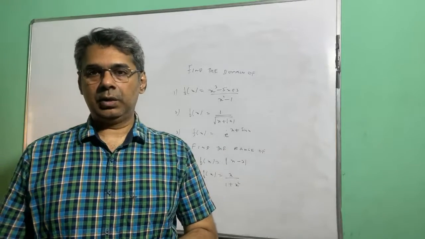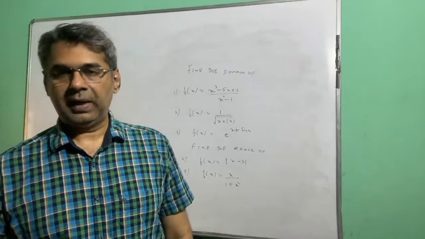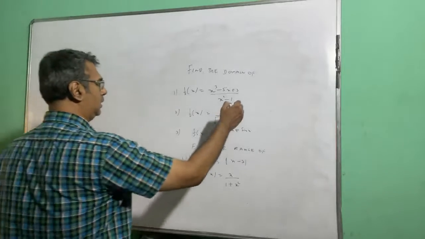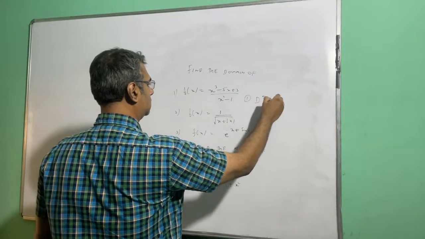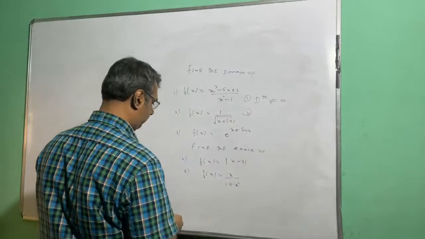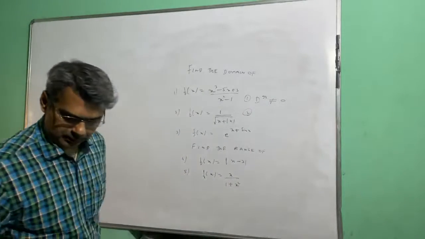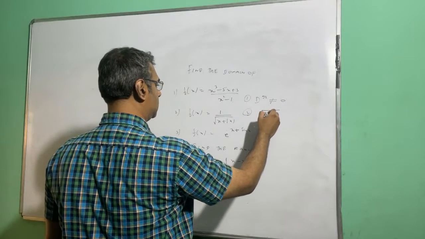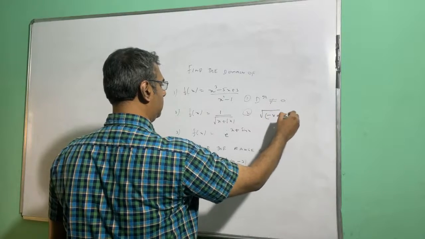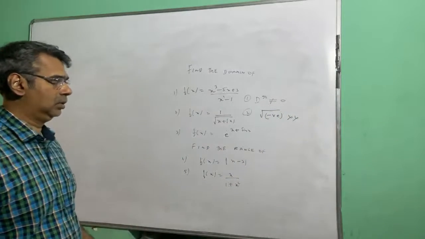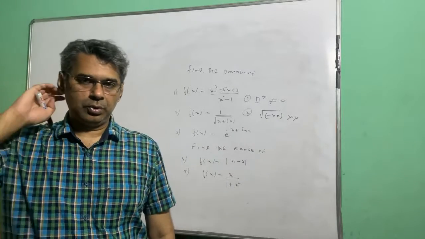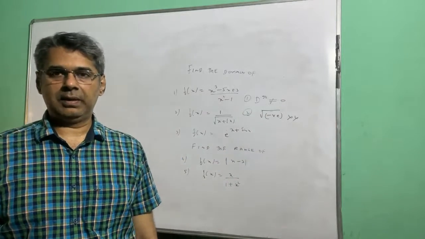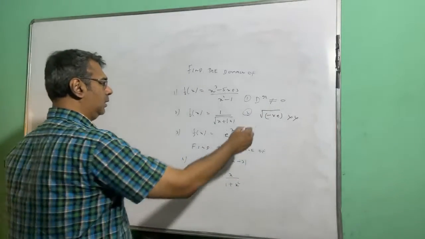Now how do you find the domain and how do you find the range? To find the domain, there are 2 rules. One is that the denominator cannot be 0, and the second is that the square root of a negative number is not allowed. In domain, you just have to watch out for these 2 rules.